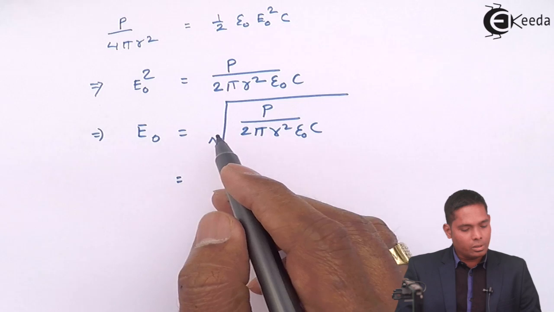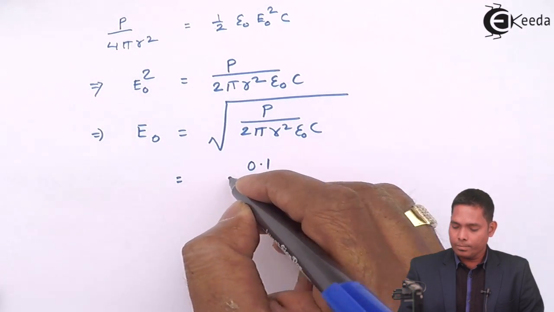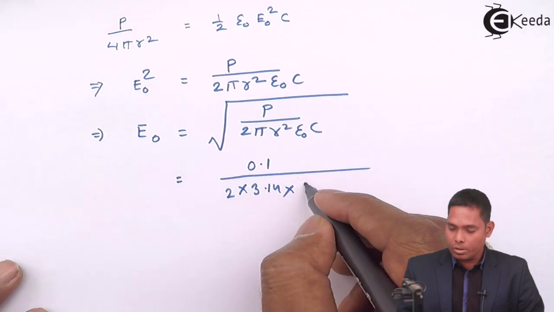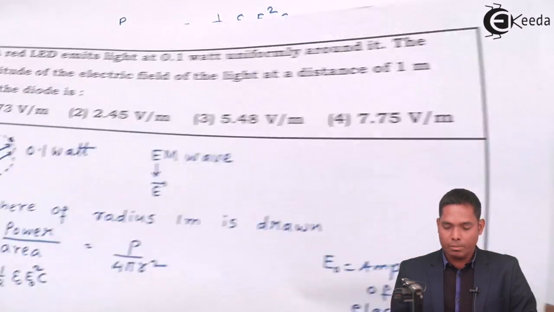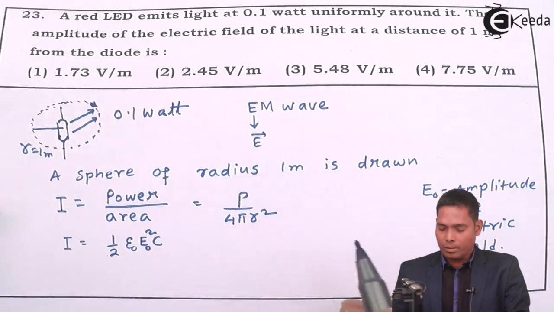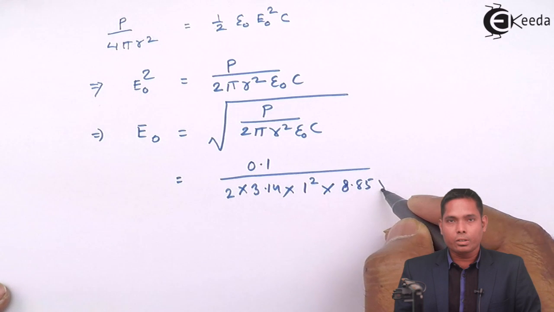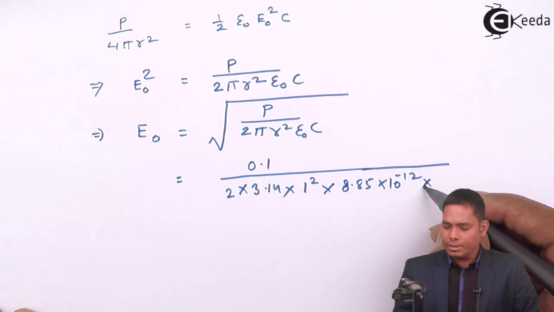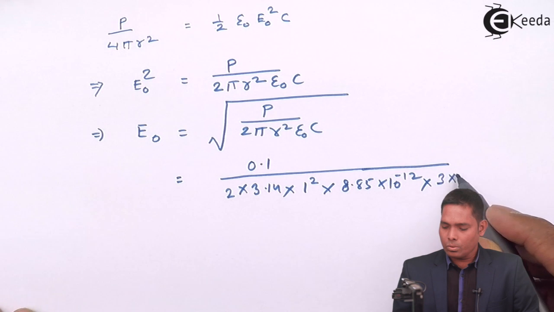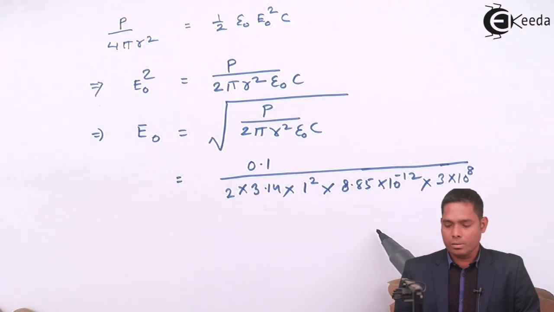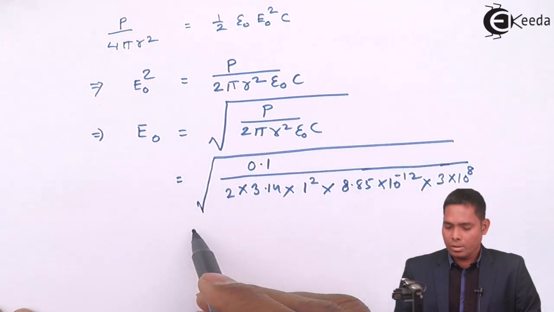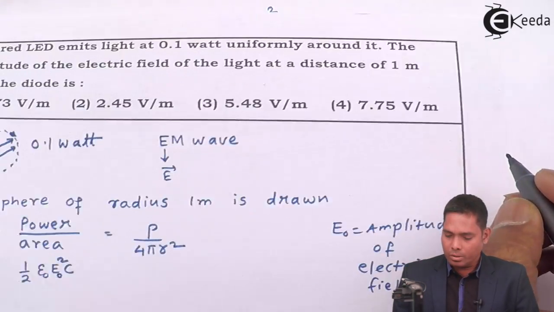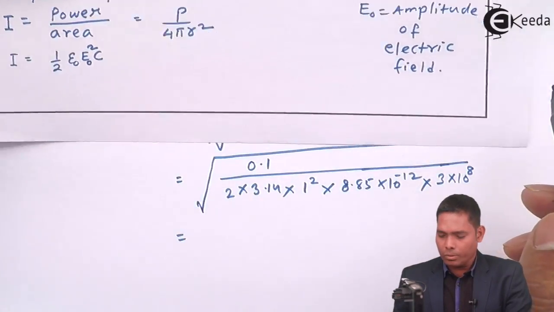What are the values given in the question? The power is 0.1 watt, so this is 0.1 divided by 2, pi is 3.14, r square where r is 1 meter, so it is 1 square, because the radius of the sphere is 1 meter. Epsilon naught is 8.85 into 10 raised to minus 12, the permittivity of free space, which you know already. And C, the speed of light, is 3 into 10 raised to 8 meter per second. If you solve this, you will get the answer. I will tell you the answer, and also how you can roughly do that. Let us roughly do that.